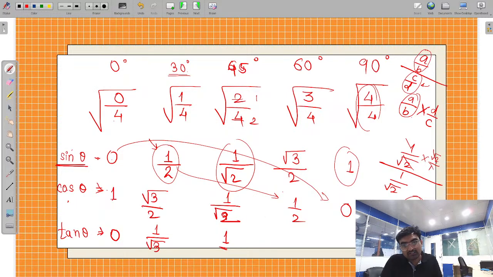Correct? Now the next is for 60, root 3 by 2 upon 1 by 2. Now I'm not going to do it again. Hope you understood how I am doing it. But we'll get 2 cancelled and we'll just get root 3. Correct? Now the next thing is 1 by 0. Correct? Sine 90 is 1 and cos 90 is 0. So 1 by 0 is going to be infinity. Always remember 1 by 0 is not defined, or you can say infinity. Clear?